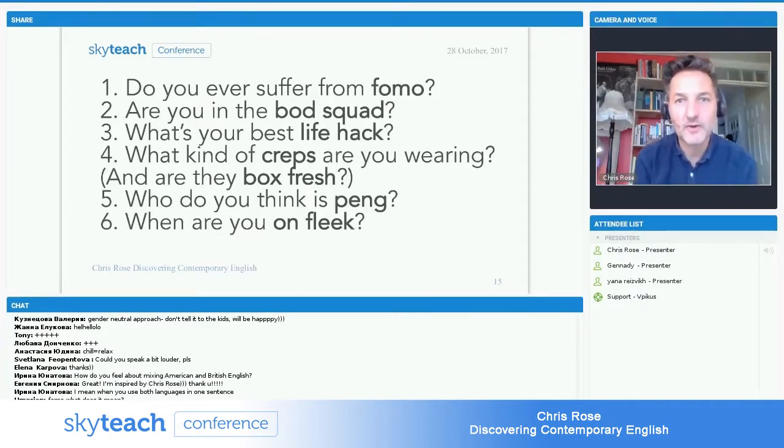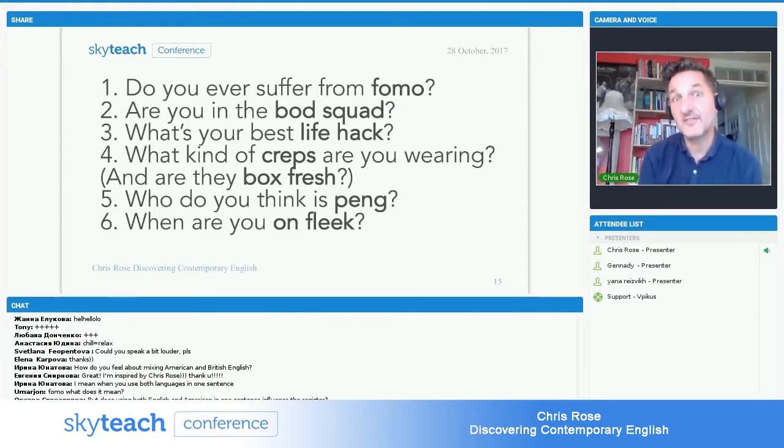Are you in the bod squad? The bod squad? I suspect if you are all school teachers and English teachers and dedicated teachers and you're here on a Saturday, you probably are in the bod squad, because the bod squad is that group of students who are very good students, serious, intelligent, like to study. Those ones, the good ones, they are called the bod squad.